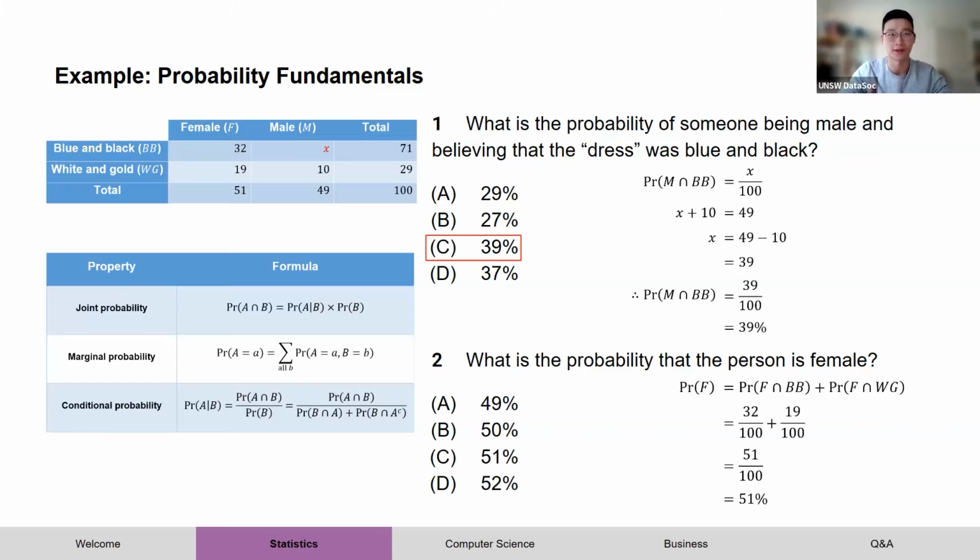You also get those values just from that first column where you have 51 people in total. As such, adding up those probabilities together, you get a total probability of 51%. So that is the probability that a person is female. That's answer C.